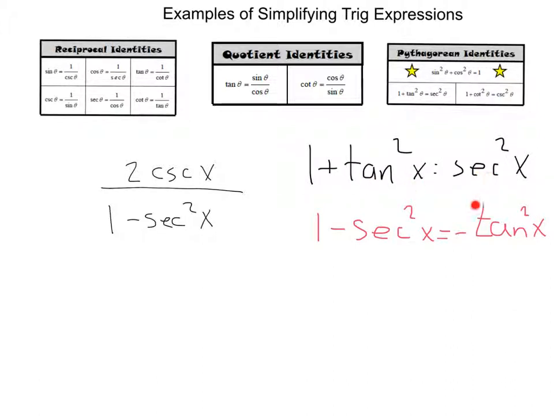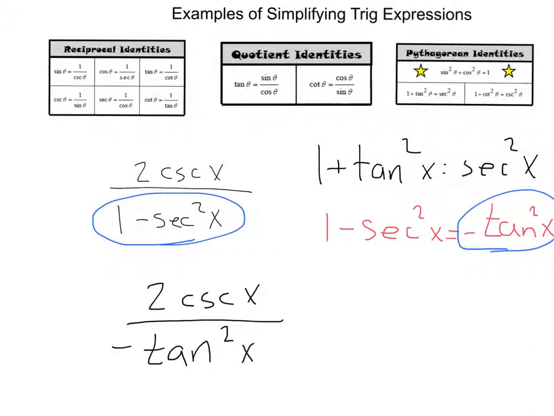If I subtract secant squared x to the left, I'm going to get 1 minus secant squared x, and subtract tan squared x over to the right, that's going to equal negative tan squared x. So I can go ahead and replace my 1 minus secant squared x with negative tan squared x. That's going to leave me with 2 cosecant x over negative tan squared x.